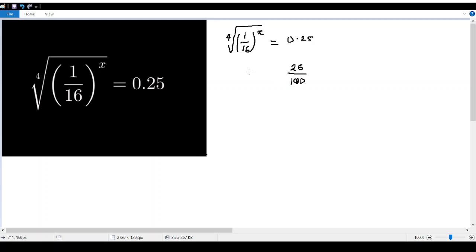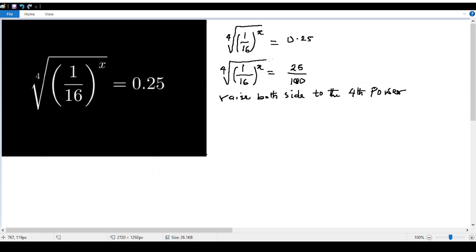Actually, it makes it a whole lot easier to work with right now. So, we already know that is the fourth root. Let me just replicate this here. So all we have to do is raise both sides to the fourth power. So we are raising both sides to the fourth power.